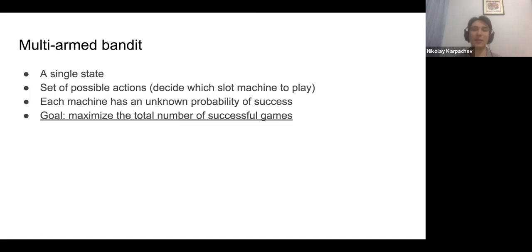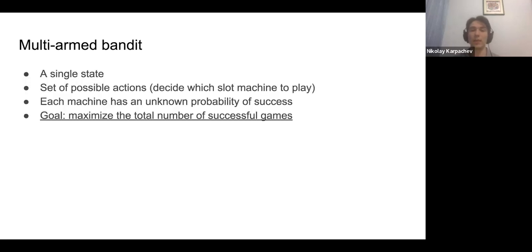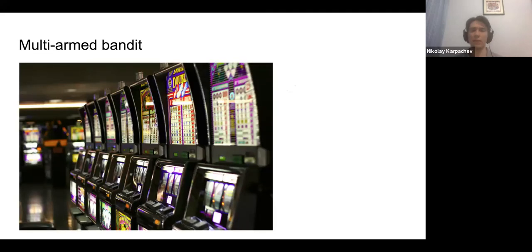So in this environment, the goal is to maximize the total number of successful games. In other words, to maximize the reward we get from these slot machines. And the reward here is either 0 or 1. So it's kind of equal to the number of successful games. So how do we evaluate how good we play those machines?